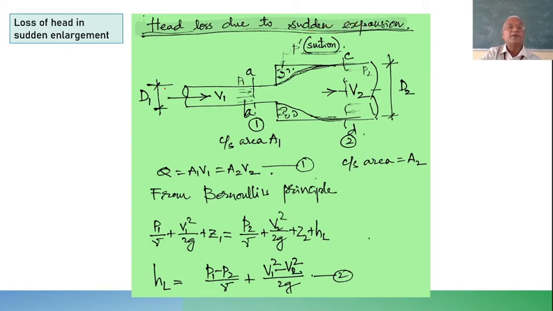The diagram is: the original diameter is D1, the velocity of the flow is considered as V1, and on a section AB the pressure is P1, right? And here the diameter is increased to D2, the velocity becomes V2, and on the section CD the pressure acting is P2. The pressure is shown this way on section CD, and on AB the pressure is shown this way.